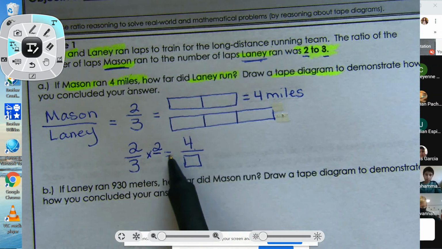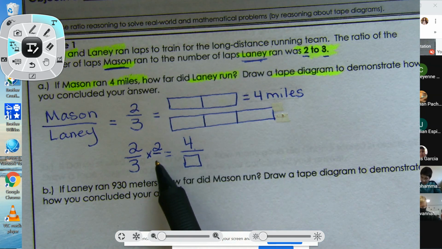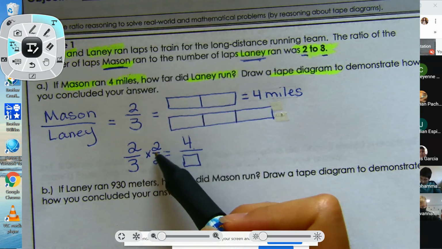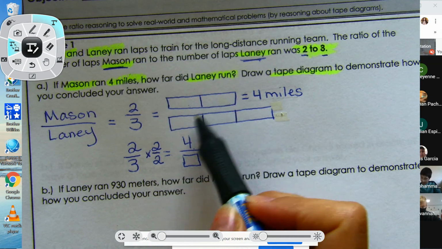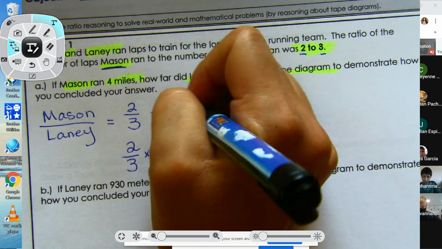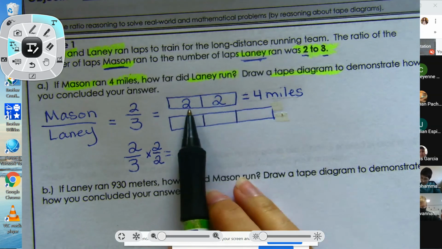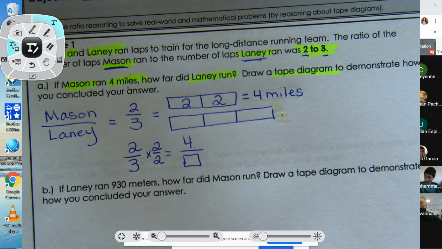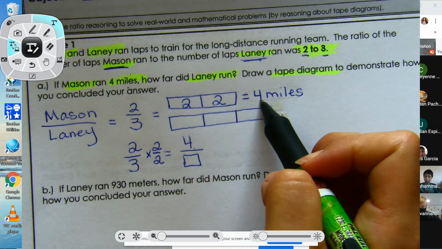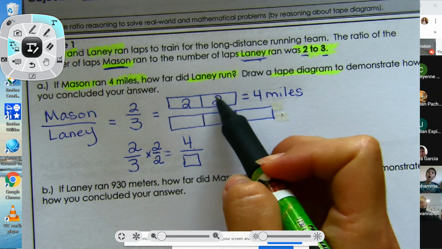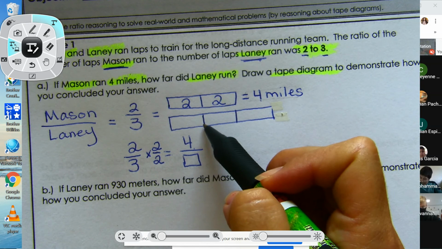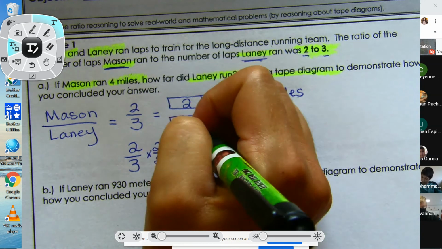Now remember, when you utilize the identity property, your numerator and denominator need to be the same, because we're multiplying by really one whole. So we would put a 2 right there. What goes inside each of these boxes is that 2. So 2 here and a 2 there. If you count by 2s, you get 4: 2, 4. Or you can think of multiplication: 2 times 2 is 4. Because each of those is 2, and we're utilizing the identity property to make an equivalent fraction, we need to put a 2 inside each of these boxes.